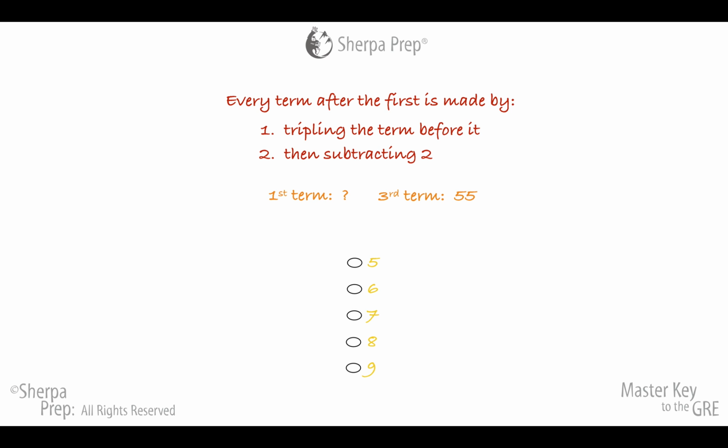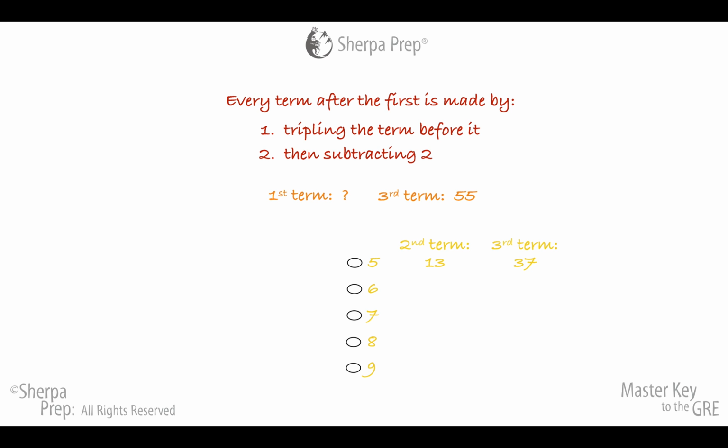For example, one way you could attack this problem is to assume for a moment that 5 is the correct choice and to see whether everything works out. So let's do that. Let's say the first term in the sequence is 5. If we triple that, we get 15, and if we remove 2, we're down to 13. That's the second term in the sequence. If we triple that, well, 13 times 3 is 39. And if we remove 2, we get 37. That would be the third term in the sequence.